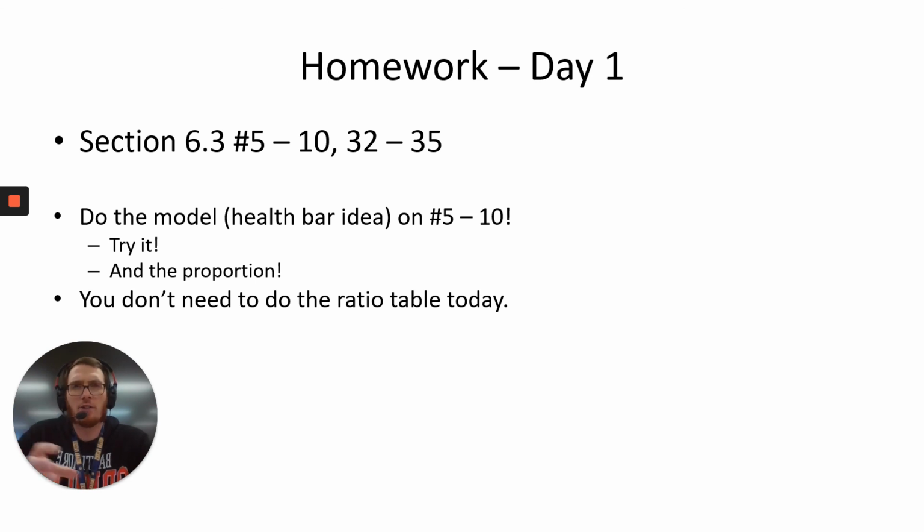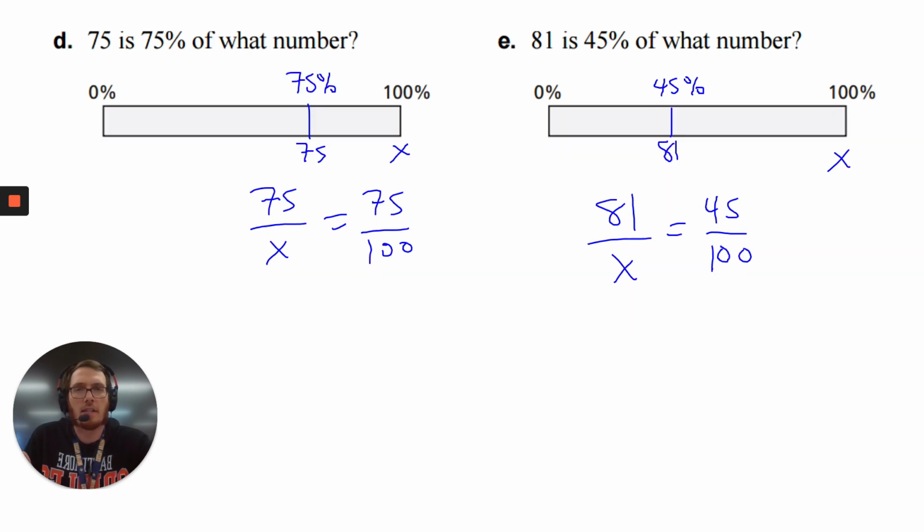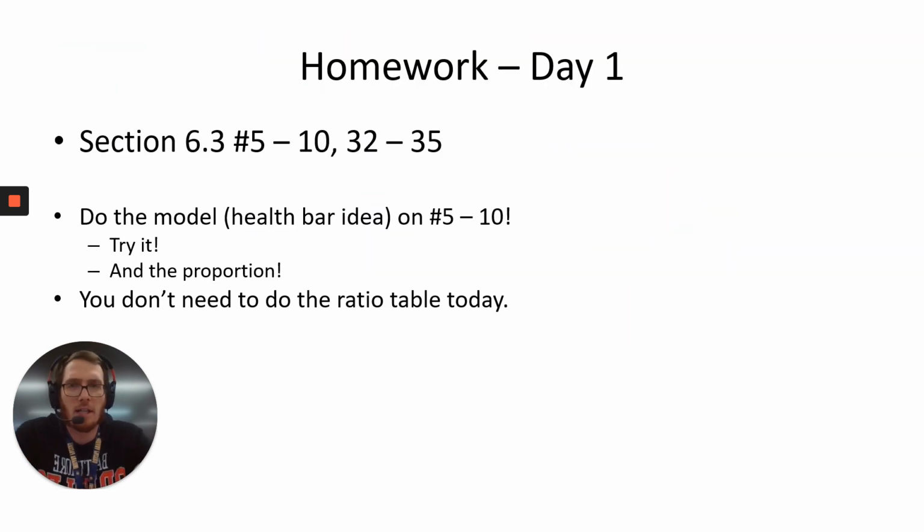There are some directions in the homework that say something about a ratio table. I don't even want you to worry about that. I just want you to do this idea with the health bar idea, like these questions. There were plenty of examples that you could go through with all of these scenarios in order to figure out how to find those answers. And then for the review questions 32 through 35, make sure you have a little bit of work shown about how you found those answers. Have a good day, everyone.